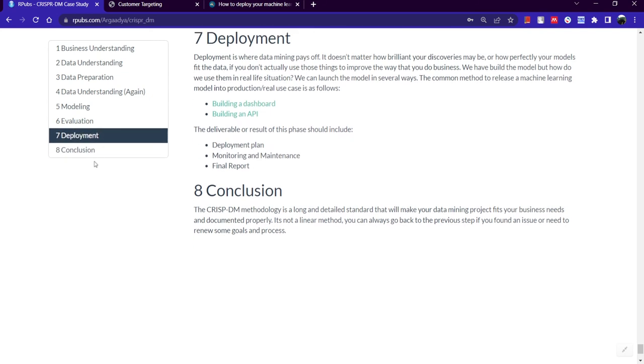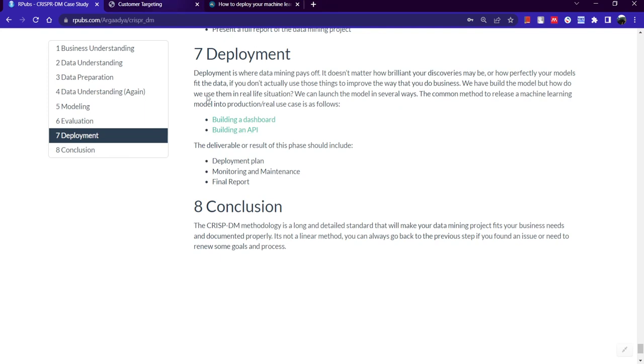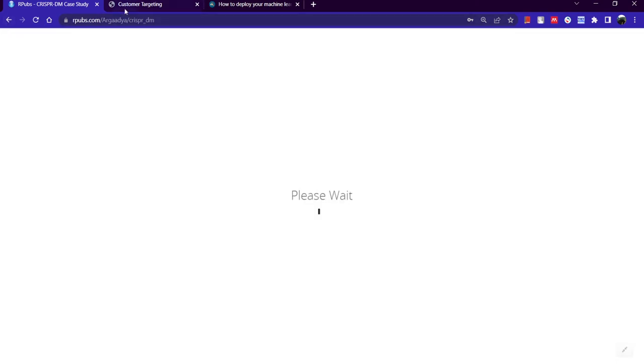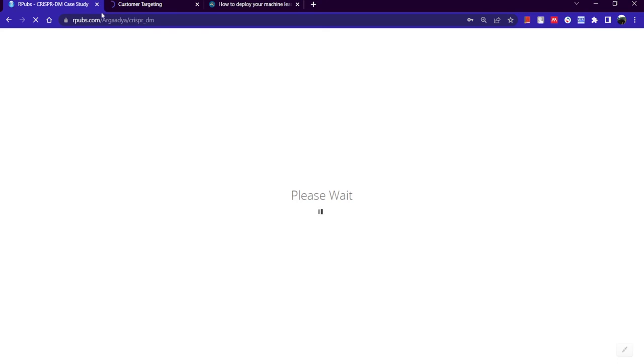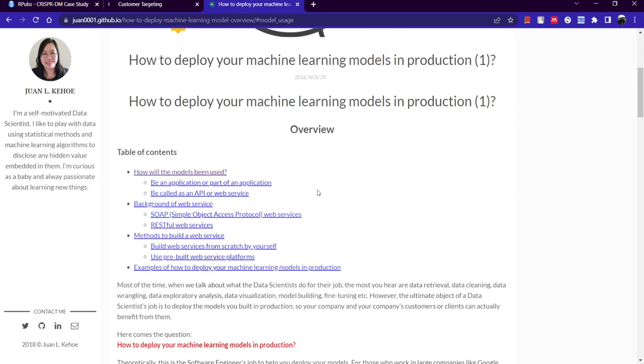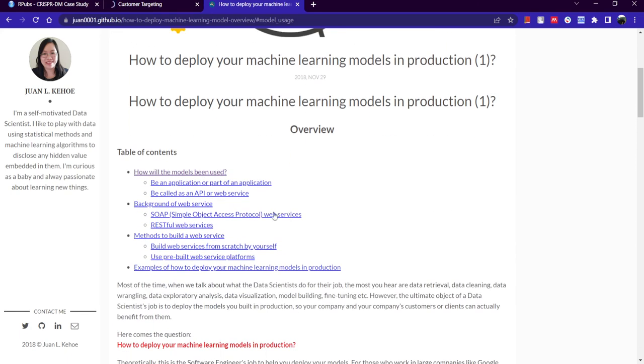Now, what else have they provided here? So finally, the conclusion is, since we talk about deployment, there is a dashboard already provided just to show you an example about the case. And they also provided some information on how to deploy your machine learning in production. Be an application.